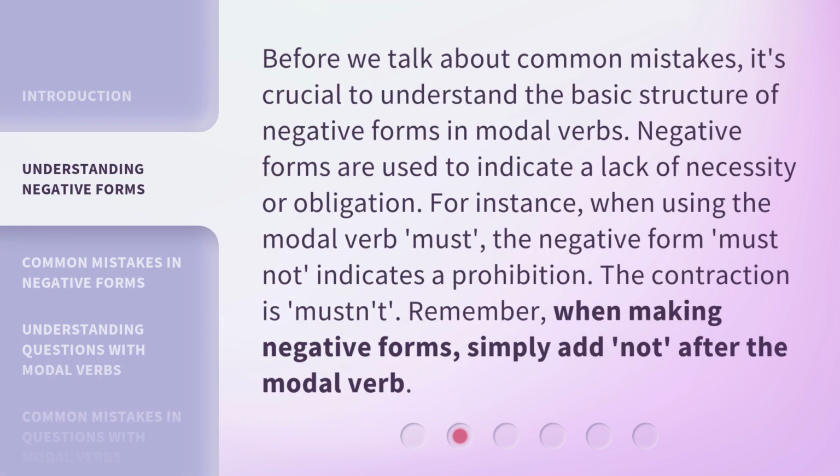Before we talk about common mistakes, it's crucial to understand the basic structure of negative forms and modal verbs. Negative forms are used to indicate a lack of necessity or obligation. For instance, when using the modal verb must, the negative form, must not, indicates a prohibition. The contraction is mustn't. Remember, when making negative forms, simply add not after the modal verb.